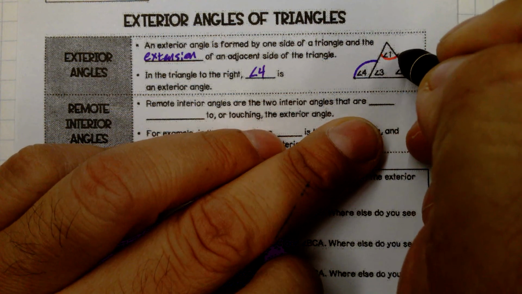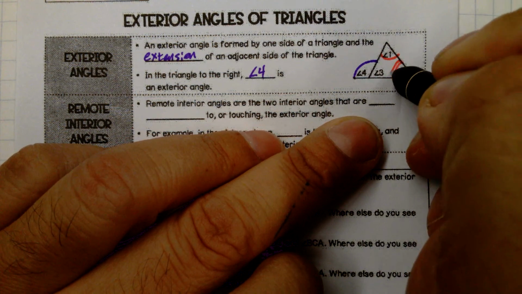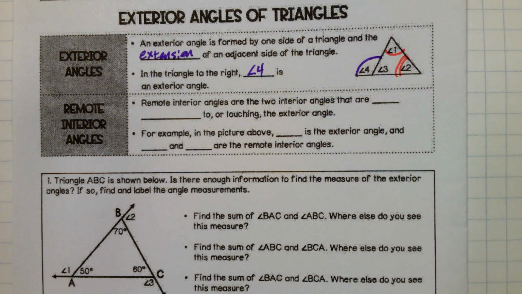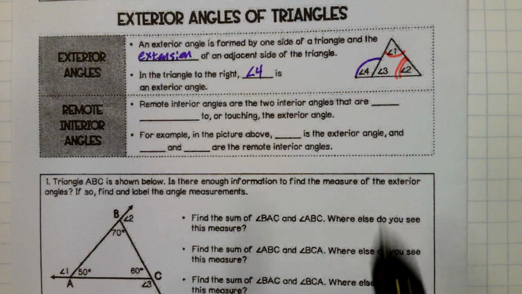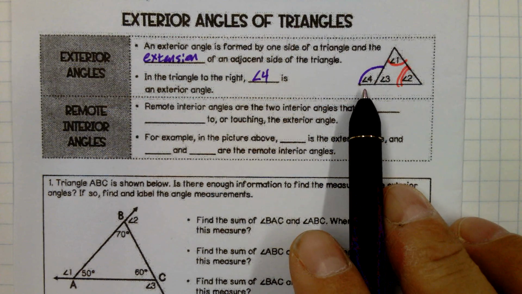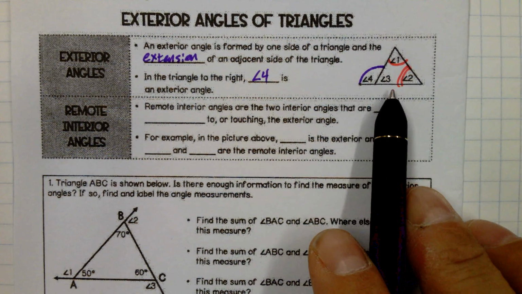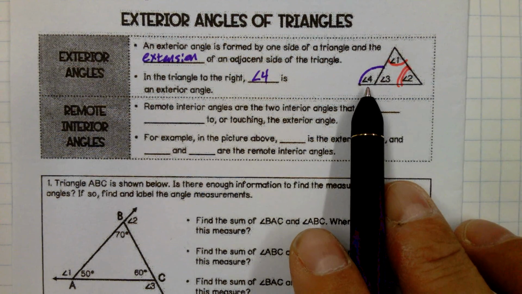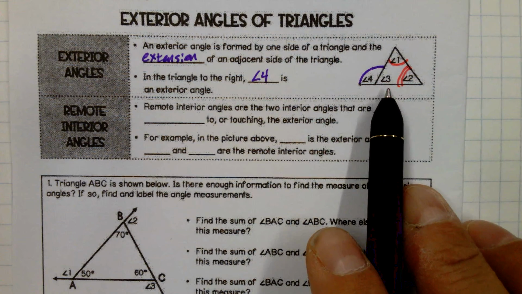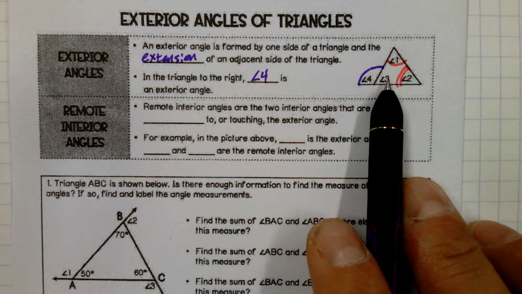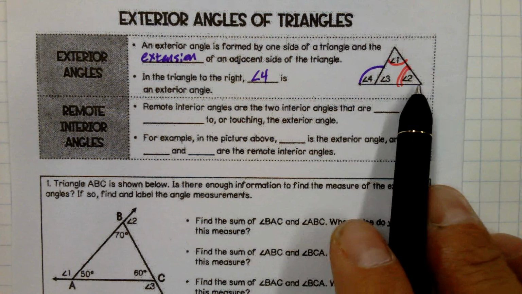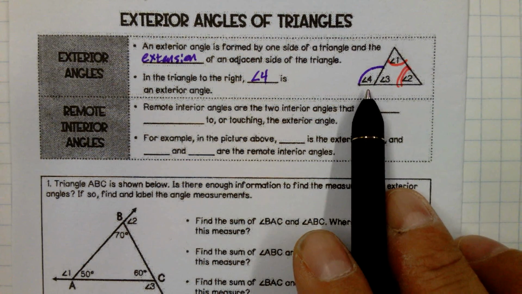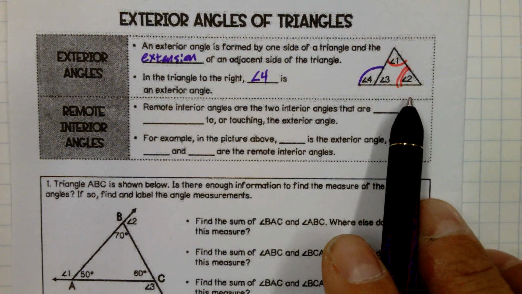They're angles 1 and angle 2. Angles 1 and 2 are remote interior to angle 4, meaning they're not adjacent, they're not right next to it like angle 3 is. So basically 4 and 3, they're buddies, right? They're right next to each other. But angle 1 and 2, they're not adjacent, they're not next to angle 4. So we call them remote interior angles.